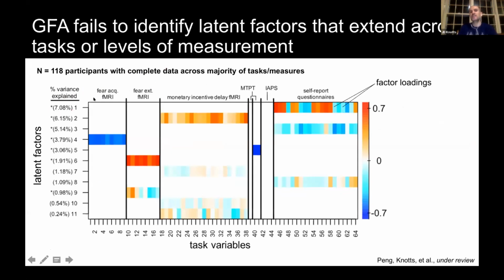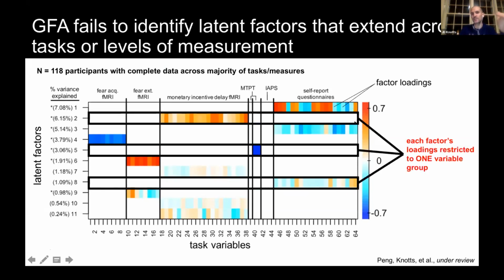So this is a heat map showing our results. And you can see on the y-axis here, we have 11 latent factors that were identified. And across the top here, this shows the different groups, which are divided by these thick black lines. And the colored rectangles show the individual factor loadings within each group for each factor. And this was looking at 118 participants in our data set who had complete data across a majority of the tasks. And the take home here is that if you look at each of these factors, none of them have factor loadings that extend across more than one group.